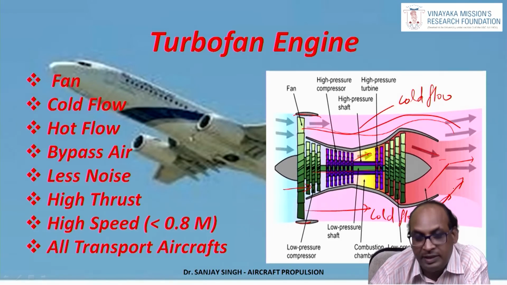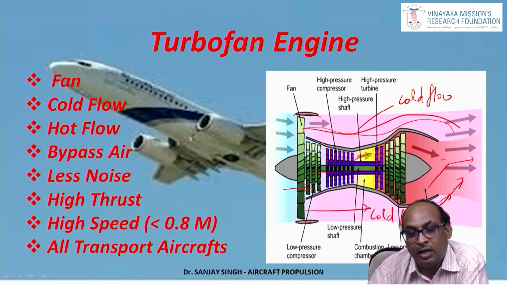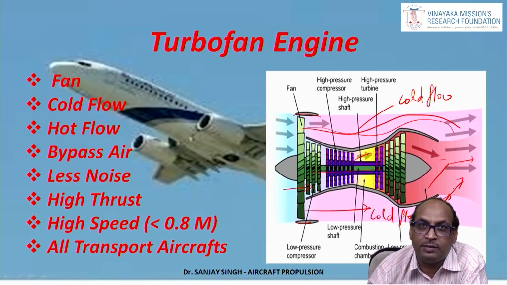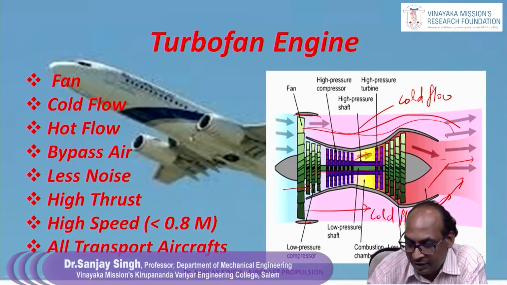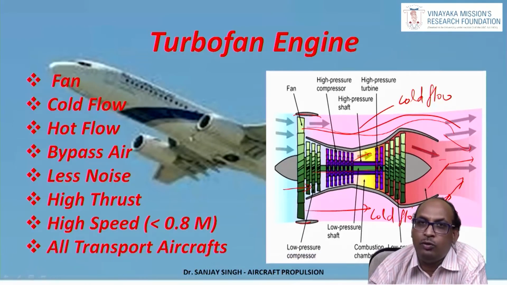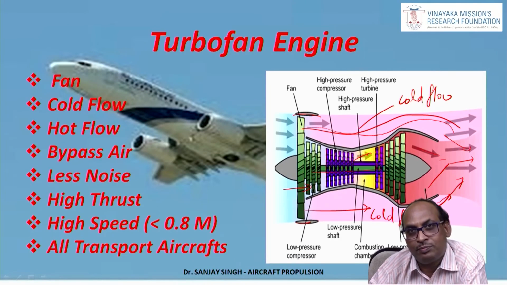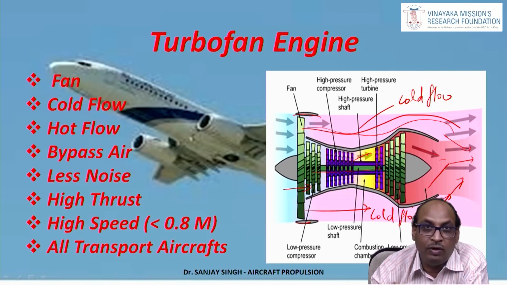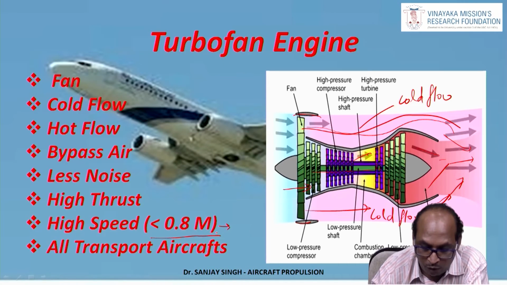Then what is the advantage? The advantage is less noise. The hot gases produce more noise. So when this cold flow is combining with the hot gases, it will also help in reducing the noise. Simultaneously, it will also produce thrust. The aircraft can very well be operated at more than 0.5 Mach. This type of aircraft is operated up to 0.8 Mach.